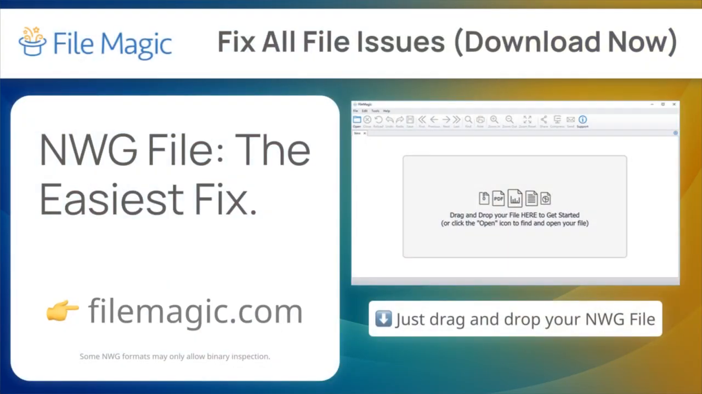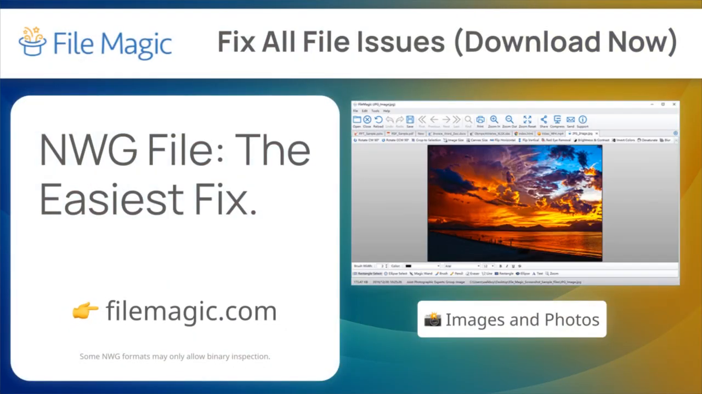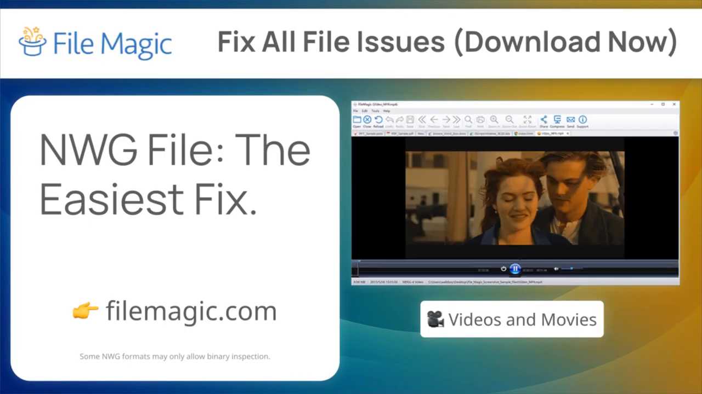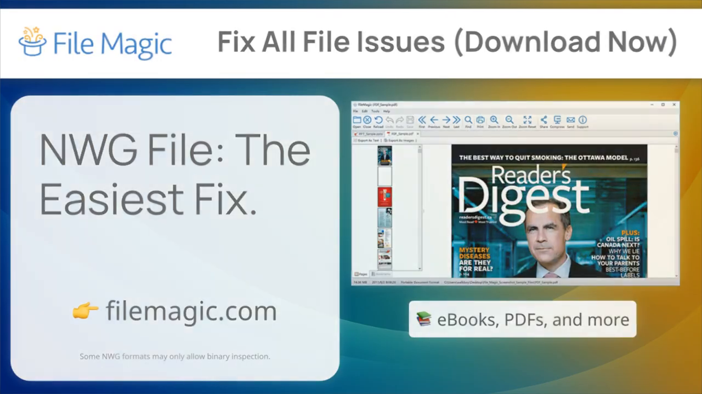Get ready for the finale. The power of this solution comes from the deep NWG file analysis provided by one specific inspection tool that is truly universal in its application.